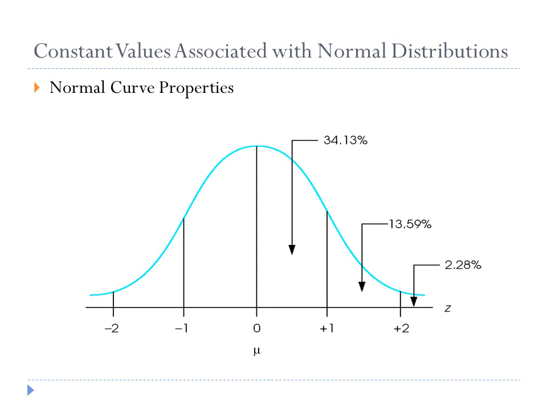A normal curve is symmetrical. If you were to fold it in half, those sections would be the same. The percentage of scores between 0 and -1 would also be 34.13%. Between -1 and -2, 13.59%. And beyond -2, 2.28%.